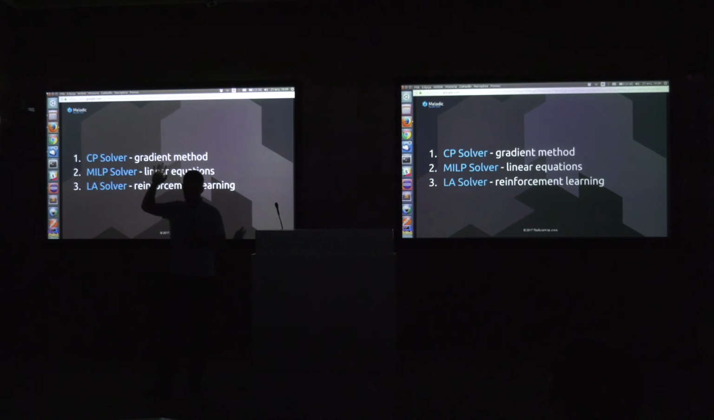And the 3 solvers I mentioned. We have this CP solver, which is the constraint programming solver. It uses the gradient method to find the optimal solution.